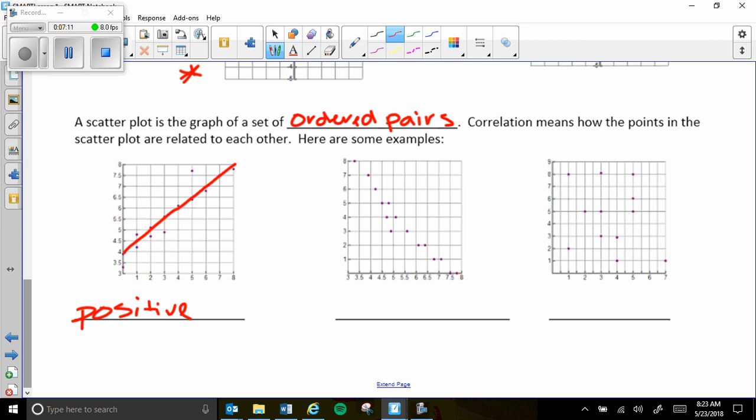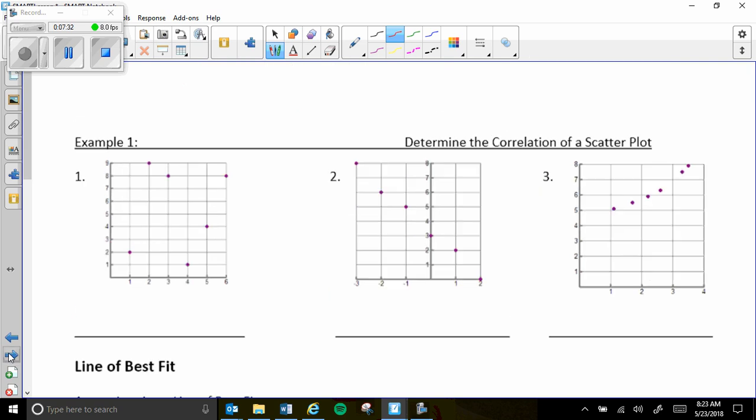In example 2, I can see if I draw a line, I have a negative correlation. Now in example 3, they're all over the place. I can't really draw a nice, neat line to connect them. So there is no trend in this one. There's no correlation. Okay, so let's go look at the next page.